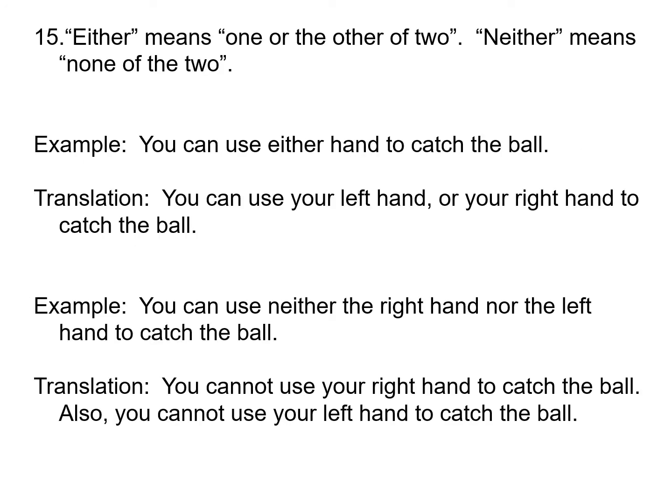Okay, number 15. Either means one of the two. Neither means none of the two. So for example, if you write, you can use either hand to catch the ball, that means you can use your left hand or you can use your right hand to catch the ball. Now, if you write, you can use neither the right hand nor the left hand to catch the ball, then that means you cannot use the left hand. Also, you cannot use your right hand to catch the ball.